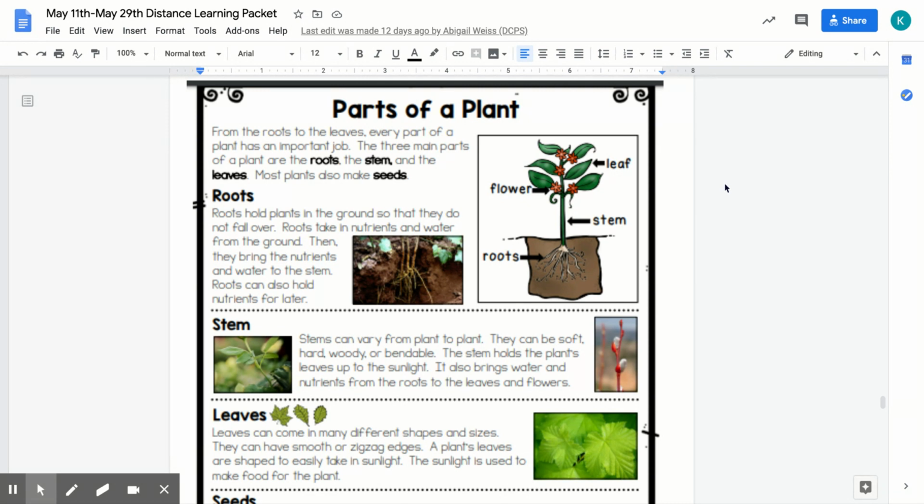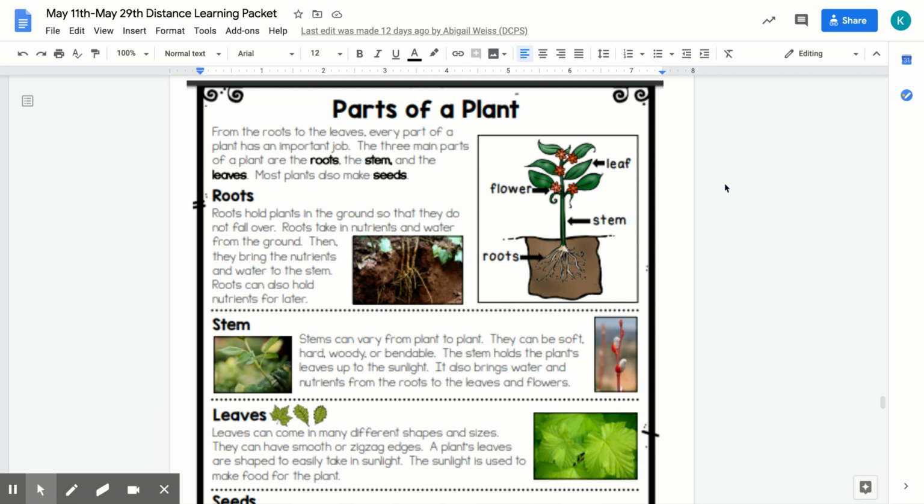In your packet, find this page. Second graders, do you notice that this page looks a little bit different than the other articles we've read before? That's because this page is not like an article. Instead, it gives us information, almost like a nonfiction textbook would.